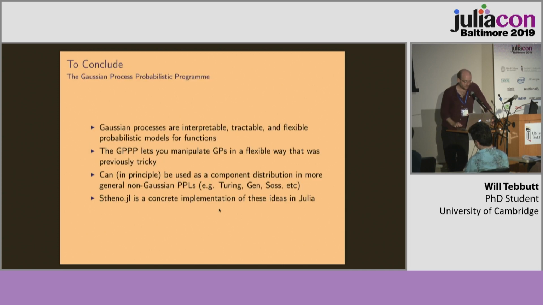So to conclude, Gaussian processes are great, is what the first line says. The Gaussian process probabilistic program lets you do things with GPs that were previously doable if you knew what you were doing, but kind of tricky. And they can, in principle, be plugged into more general non-Gaussian distributions. And any of our wonderful probabilistic programming languages in Julia, they could hopefully be made to work with. And yeah, Stheno is a concrete implementation of the GPPP mathematical object in Julia.